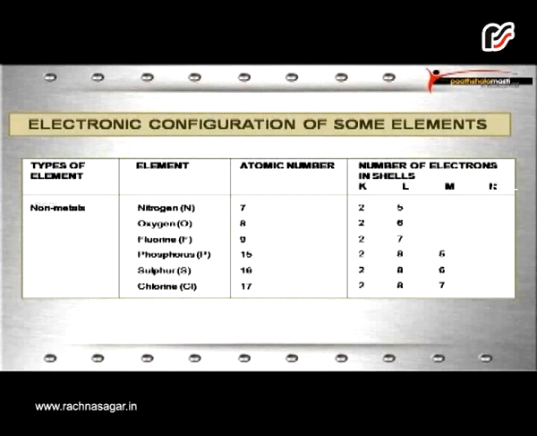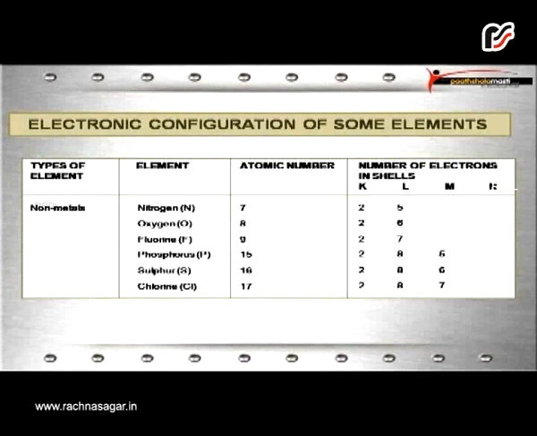Its atomic number is 16. Electronic configuration 2, 8, 6. That is, it has 6 valence electrons. It can gain 2 electrons to form S2 negative ion, that is sulphide ion, which is stable like argon.